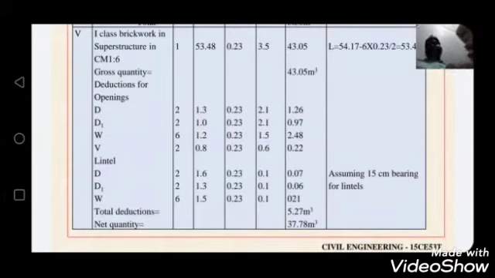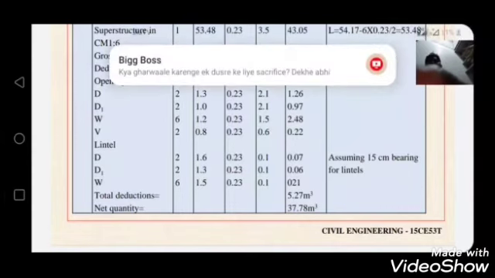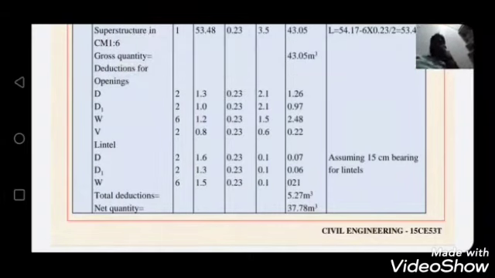W, 6 numbers, 1.2 is the length, 0.23 is the wall width, and 1.5 meter height of the window. The quantity is 6 into 1.2 into 0.23 into 1.5, 2.48. Ventilator 2 numbers, 0.8 into 2.3 into 0.6. Total quantity is 0.22.